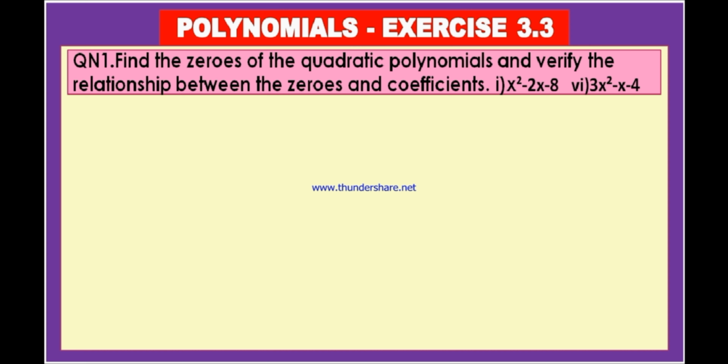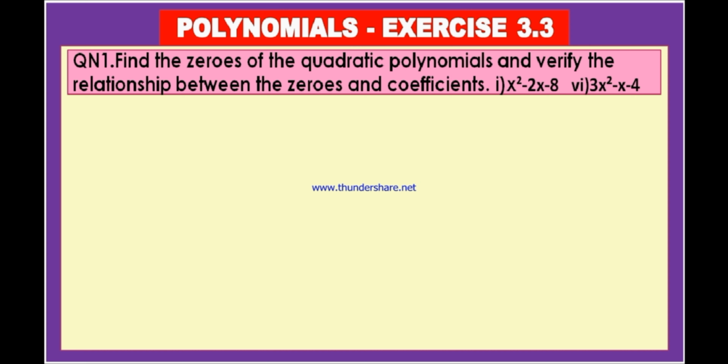Here you see the first quadratic polynomial given is x square minus 2x minus 8. It is a quadratic polynomial. Now we have to find the zeros for this quadratic polynomial. After finding zeros, we know that there is a relationship between zeros and the coefficients.